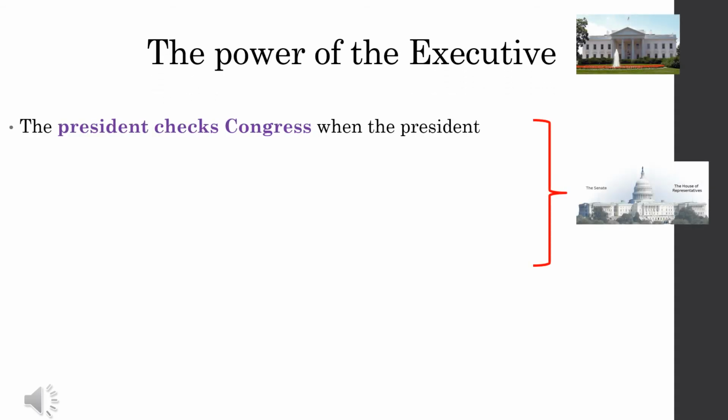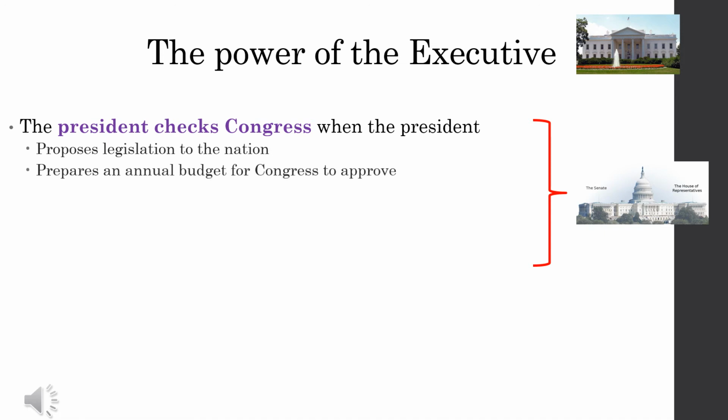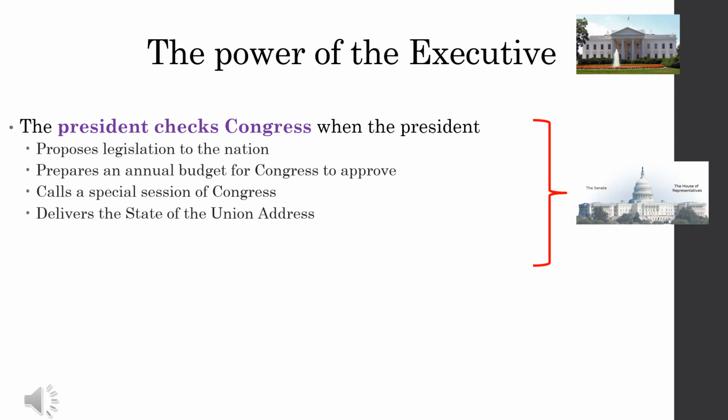The president checks Congress when the president does any of the following: proposes legislation or new laws to the nation, prepares an annual budget for Congress to approve. This is how much money we need this year to run the government. Calls a special session of Congress or delivers the State of the Union address. What is this? All of the members of Congress gather at the Capitol, and the president speaks directly to them on behalf of the nation.